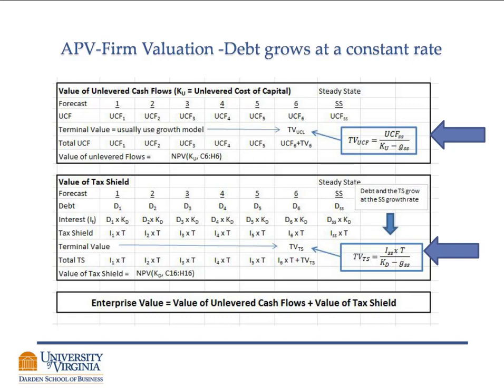For the estimate of the terminal value, here we are assuming that debt, and as a result the tax shield, will grow at the steady state growth rate. This would be the case if the firm adopted a debt policy of debt as a percentage of book value. Once we have the terminal value of the tax shield, we discount everything back using the required rate of return on debt. The enterprise value is the value of the unlevered cash flows plus the value of the tax shield.